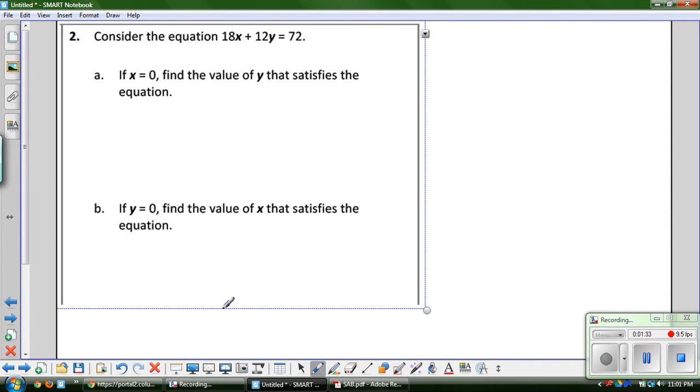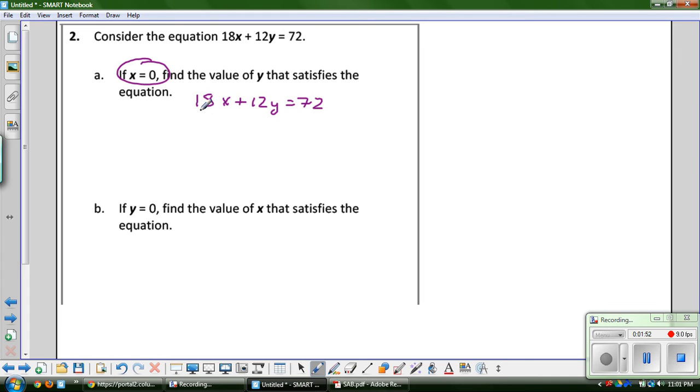Bam, look at number 2. So you have this equation, 18x plus 12y equals 72. If x equals 0, find the value of y that satisfies the equation. Now this is oddly worded. What this is saying, if you have 18x plus 12y equals 72, what happens if x goes to 0? Well, this just becomes a substitution problem. Let's take this 0, let's stick it in for the x. So we have 18, instead of x we'll take a 0, plus 12y equals 72.